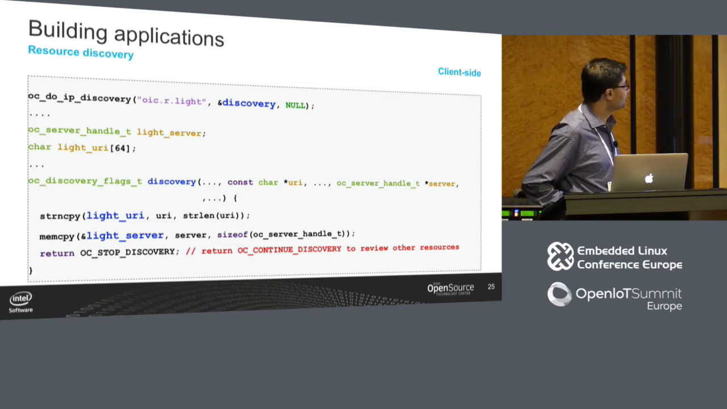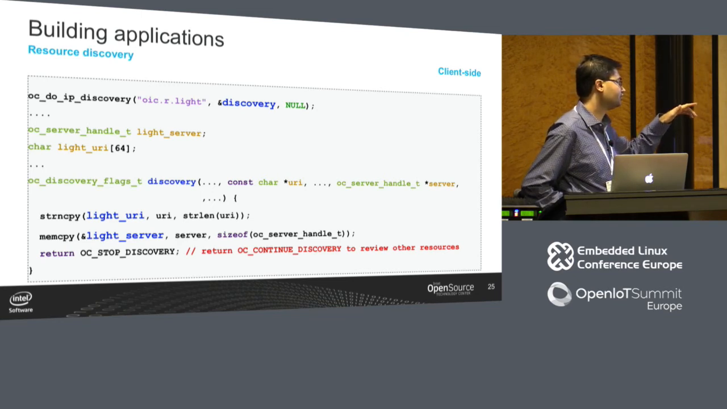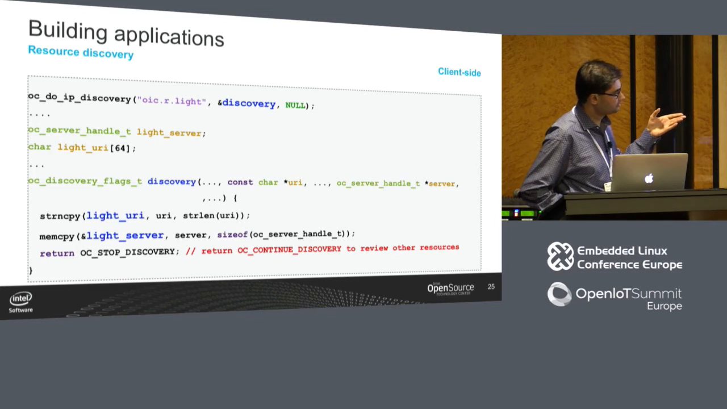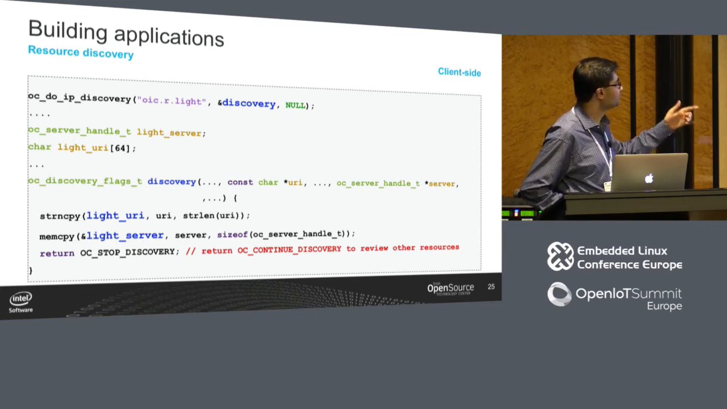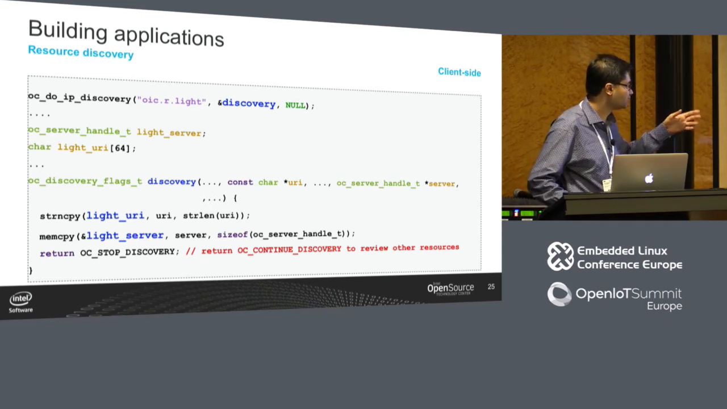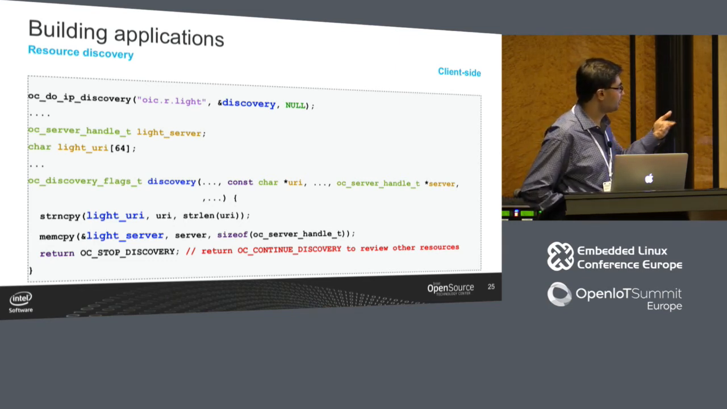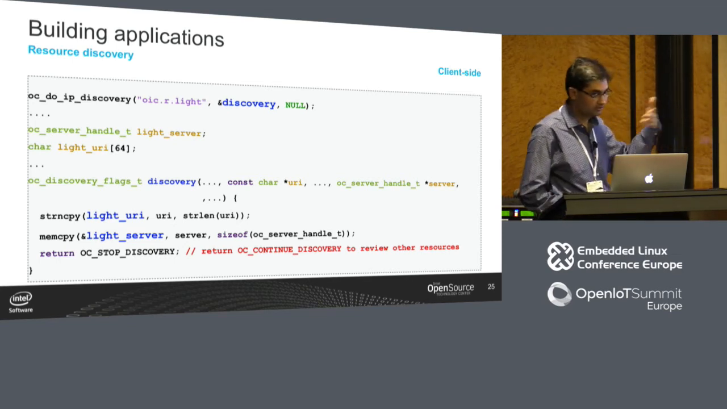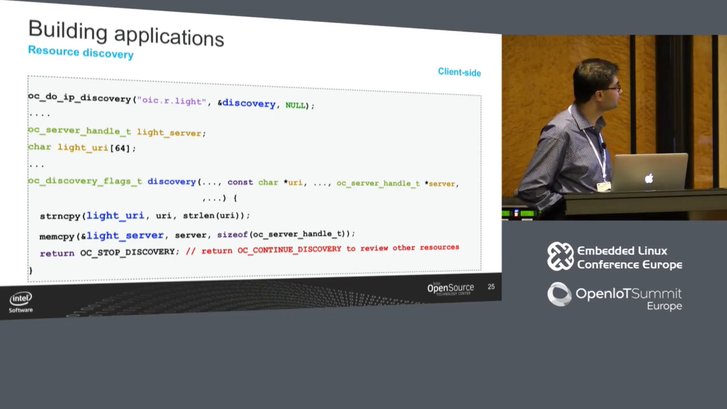So below is an example of the discovery response handler, where you'd basically have to make a copy of the URI as well as the oc_server_handle_t structure, that contains the information about the remote endpoint that actually hosts this resource. And these are the two pieces of information that a client would need to subsequently issue a request to that resource. Also, the response handler has an opportunity to review all of the other resources that were just discovered by returning OC continue discovery, or it can choose to just stop discovery if it's satisfied with what it has found.